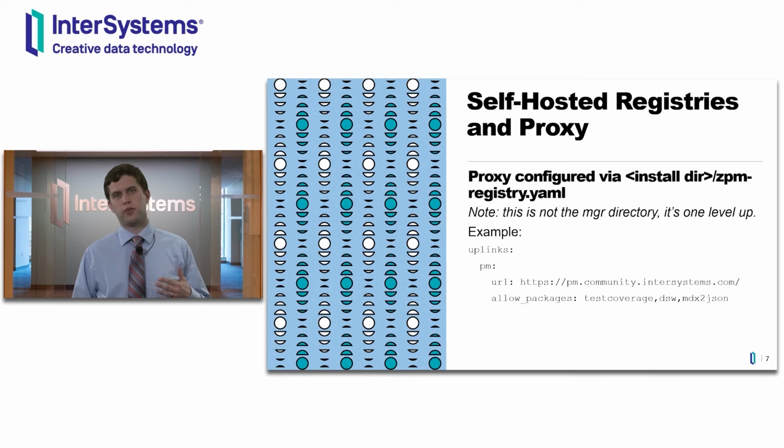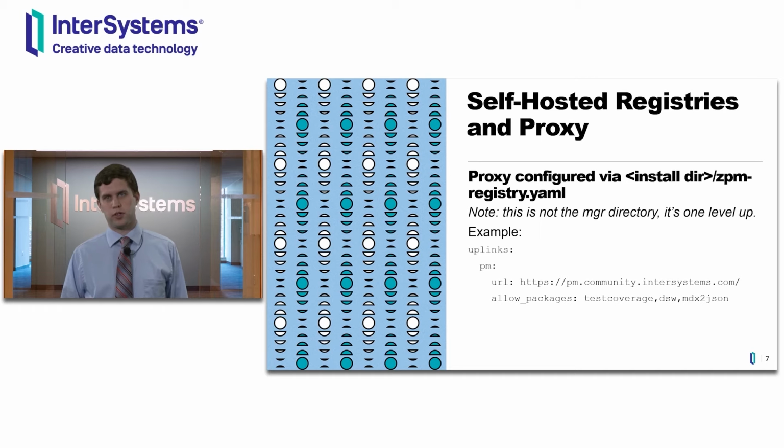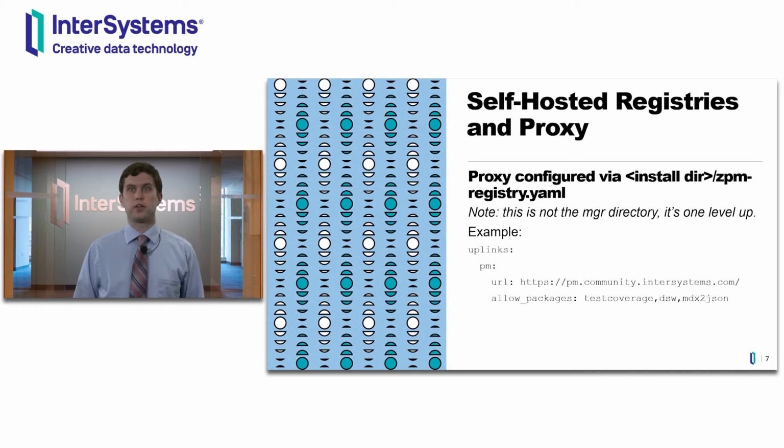If you would like to have your own registry and also provide some content from the main community registry, you can do that through a proxy. To do this, create a file named zpm-registry.yaml in your instance's install directory, not the mgr directory, a level up from that. And you can see an example there. You have a list of uplinks with names. In this case, pm points to the main community registry. And there's a comma-separated list of packages that are allowed. There's also a wildcard syntax that's allowed for this, but if I want to control this, I'm just going to explicitly list the packages.